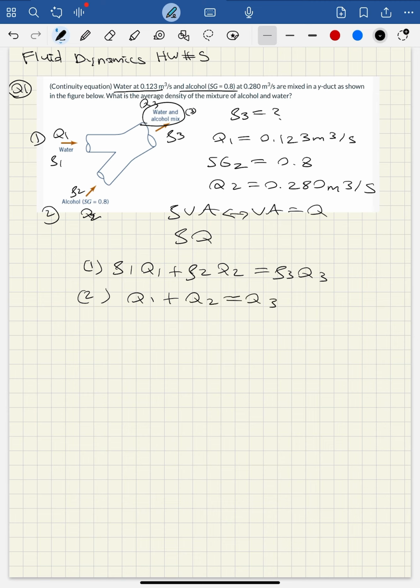Remember that we're solving for density 3, this right here. So what we could do is just plug equation 2 into equation 1. Let's go ahead and do that. Now that we have that, let's move everything else to the right, and let's move density 3 on the left.